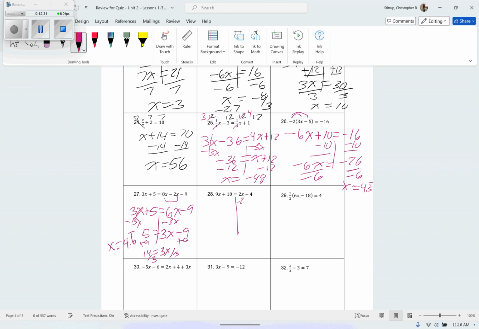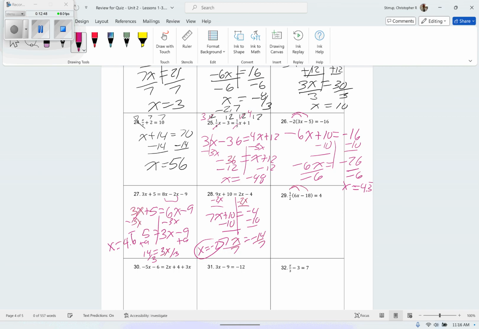For this problem, subtract 2x from both sides. So that's going to give me 7x plus 10 equals negative 4. Subtract 10 from both sides. So 7x equals negative 14. Divide both sides by 7. So x equals negative 2.